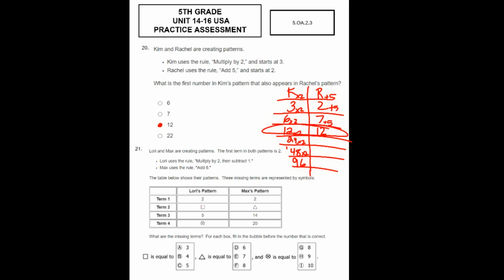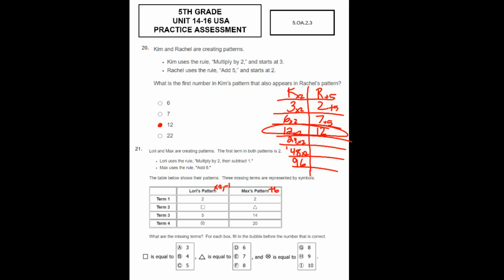Lori and Max are creating patterns. The first term in both patterns is 2, as I see here, where it says Lori's pattern, Max's pattern. Lori uses times 2, subtract 1. Ooh, Lori's getting tricky out here. Times 2 minus 1. And Max is just using plus 6. So we're just filling in the answer choices. So I'm guessing I'm filling in the number for the square, the number for the triangle, and the number for the circle.